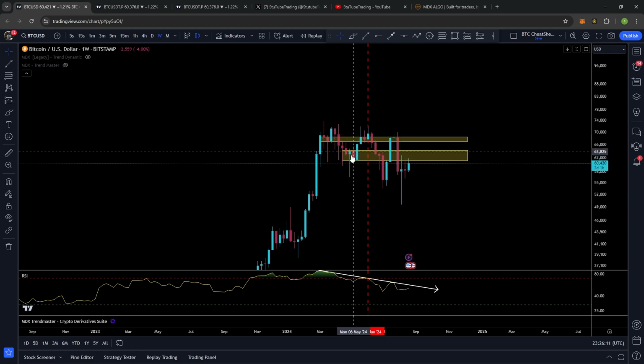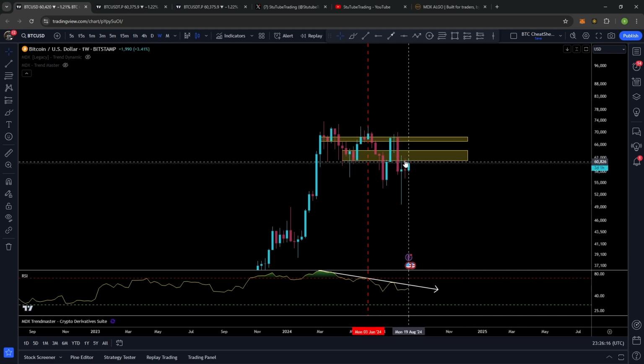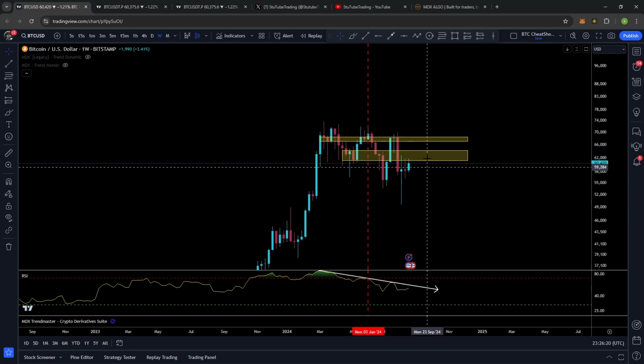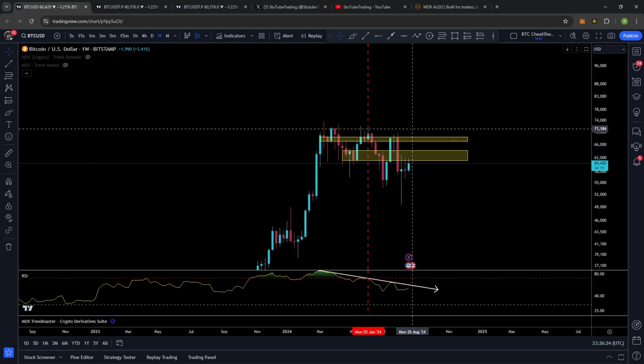Same with right here, right? We had this order block here. We end up losing it. We reclaim it. We lose it again. And now we're respecting that support as resistance so far, right? I mean, that can change. If we end up breaking above this, then you know what? I'll shut my mouth. I think we're going towards those higher levels.